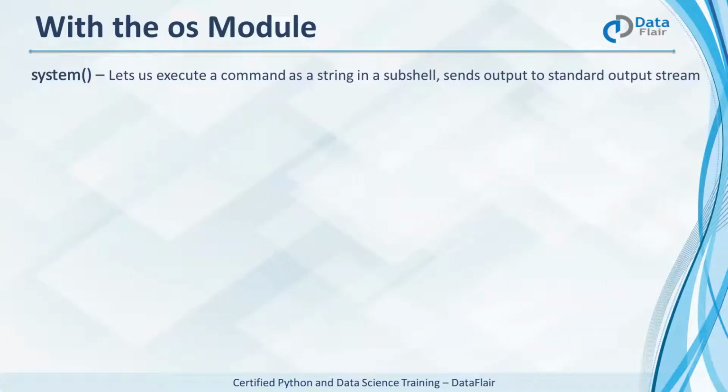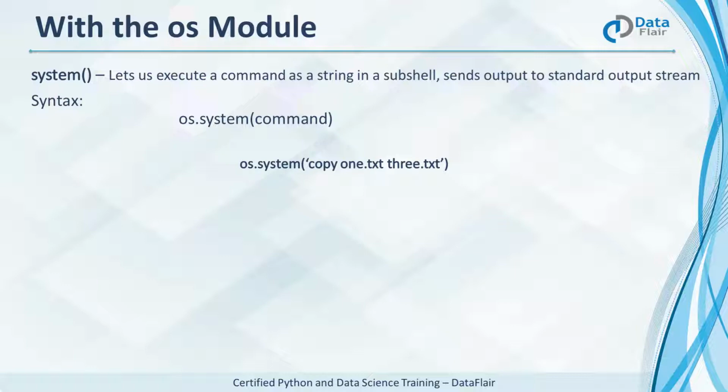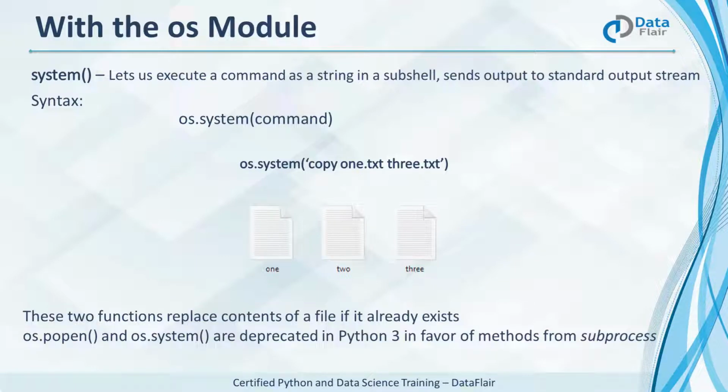Another way to do this is the system function. This lets us execute a command as a string in a subshell. It then sends the output to a standard output stream. This is the syntax. Let's copy it again and call it 3 this time. And this creates the file 3.txt. This command executes in a subshell in a thread that is parallel to our executing code. If 3.txt already existed, system or popen would have replaced its contents with hi, I'm 1. In Python 3 though, these functions are deprecated and the subprocess module is recommended.